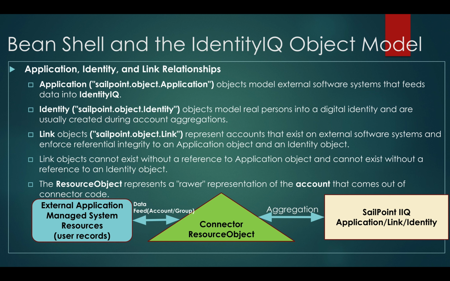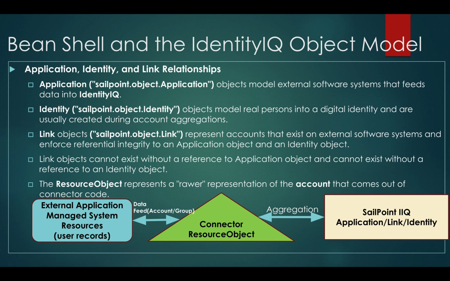Let's say if a user or an employee has an account A in application A, then the corresponding link will be created in IdentityIQ in the name of link A, and link A holds all the information that is contained in account A.